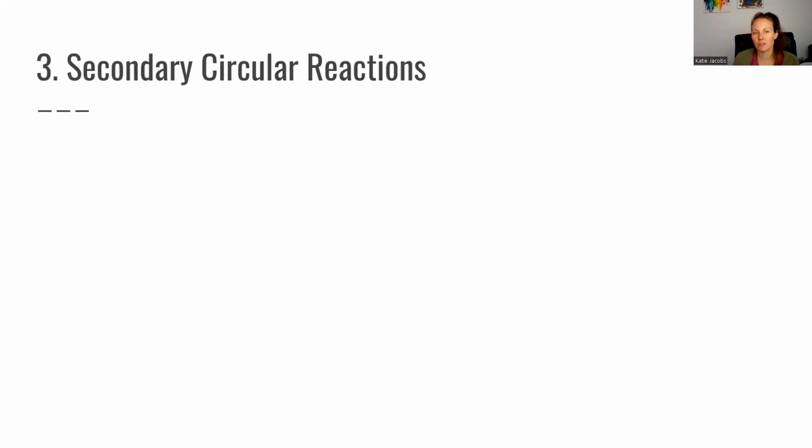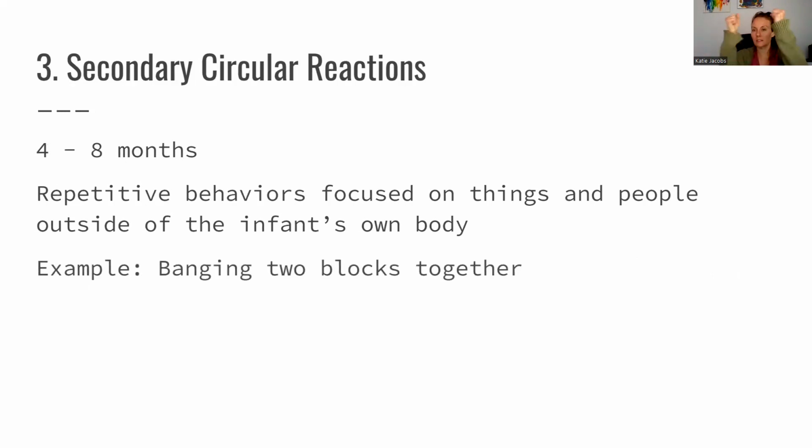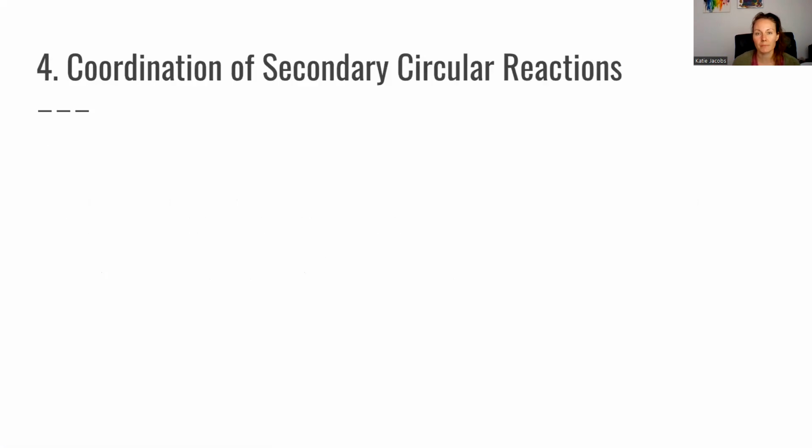The third substage of sensory motor stage is secondary circular reactions. This happens between 4 and 8 months. And this is repetitive behaviors focused on things and people outside of the infant's own body. So for example, banging 2 blocks together or toys together, playing with pots and pans just because it's fun. No other rationale than just being interested in playing with it.